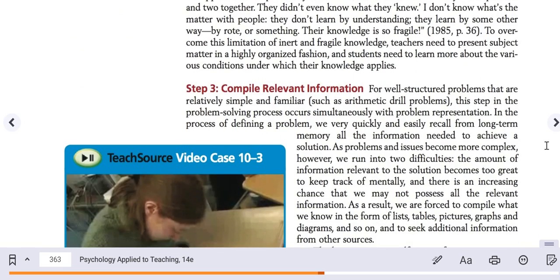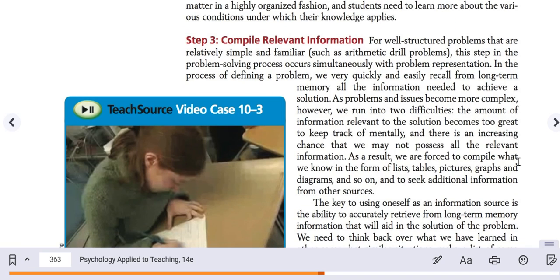Compile relevant information. For well-structured problems that are relatively simple and familiar, such as arithmetic drill problems, this step in the problem-solving process occurs simultaneously with problem representation. In the process of defining a problem, we very quickly and easily recall from long-term memory all the information needed to achieve a solution. As problems and issues become more complex, however, we run into 2 difficulties.